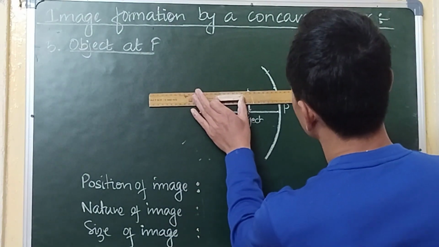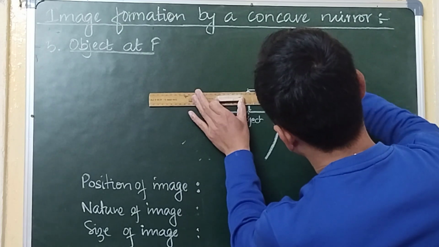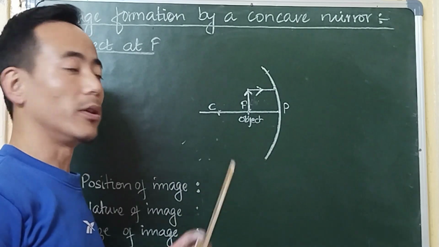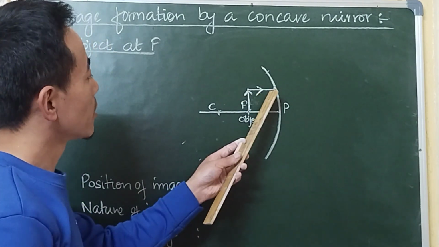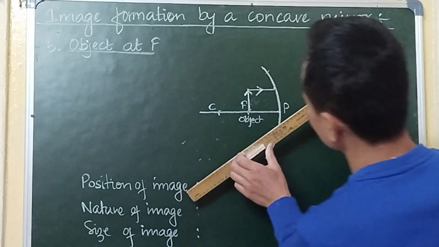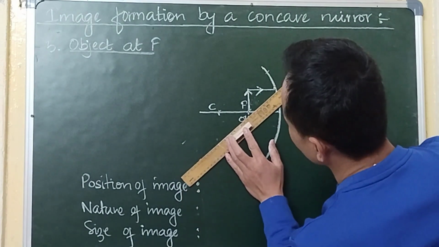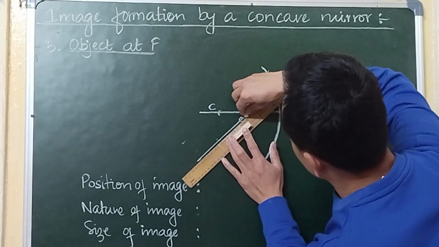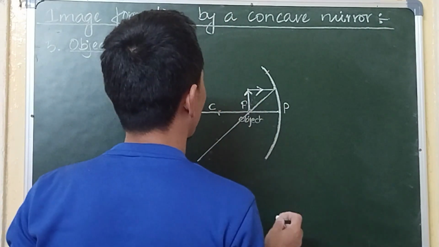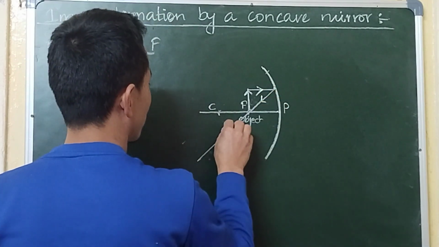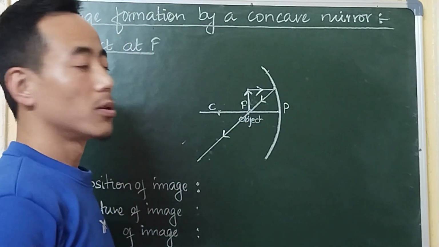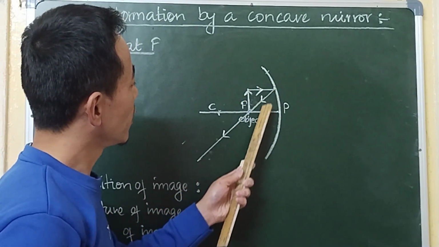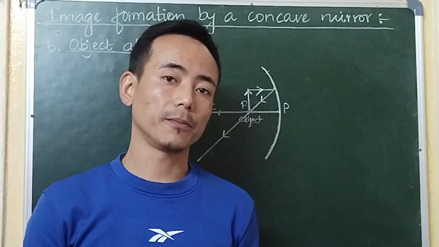So the first rule, if the incident ray is parallel with the principal axis. So here we have taken that the incident ray is parallel with the principal axis. According to the rule, this ray after reflection will pass through the focus. So we can draw the reflected ray passing through the focus here. We are using the same rule again and again, so it will be easy for you to remember. So rule number 1 we have used. If the incident ray is parallel with the principal axis here, the reflected ray will pass through the focus. So this is rule number 1.